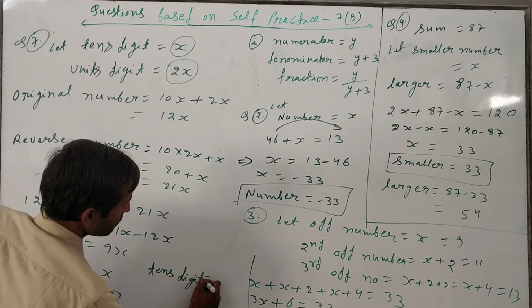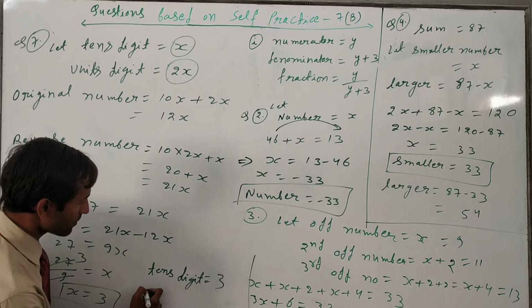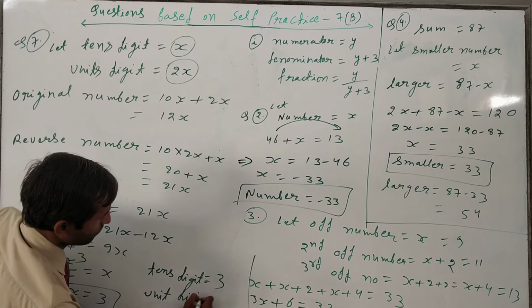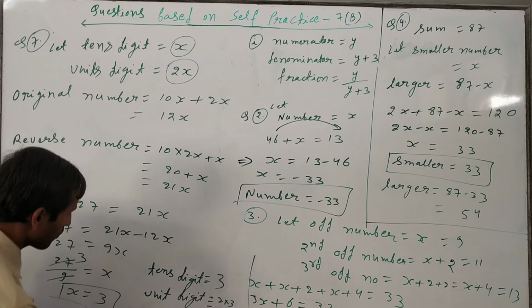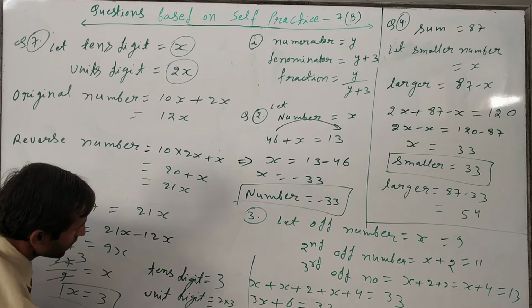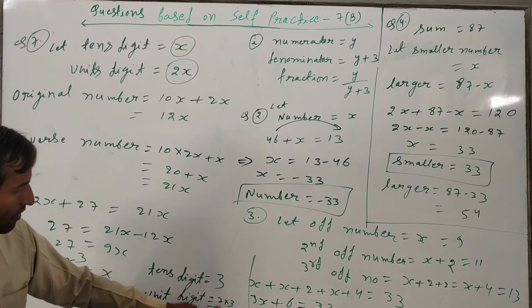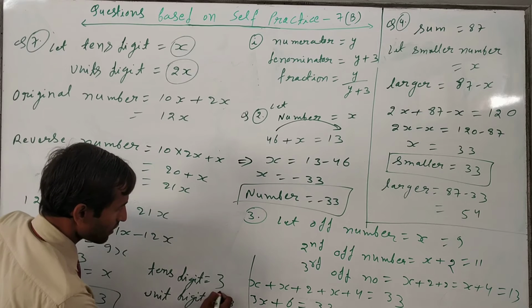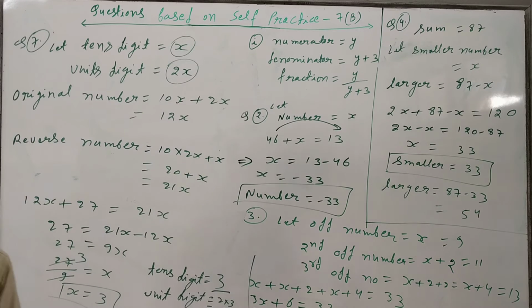Tens digit is equal to 3 and unit digit is equal to 2 into 3, 6 will come. So unit digit is equal to 6. 2 into 3, it will come 6. Now, so original number will be how much? Original number will be 63 will come. Hence unit digit is this and tens digit 63. So original number is equal to 63. This is the final answer. Okay. Like that we have to solve.